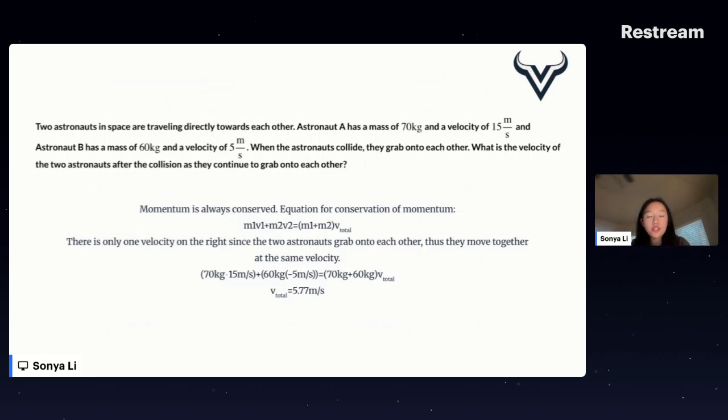Okay, so to set up the equation using the values in the prompt: 70 kg times 15 meters per second plus 60 kg times negative 5 meters per second equals (70 kg plus 60 kg) times v, the velocity. So the velocity of the two astronauts is 5.77 meters per second.